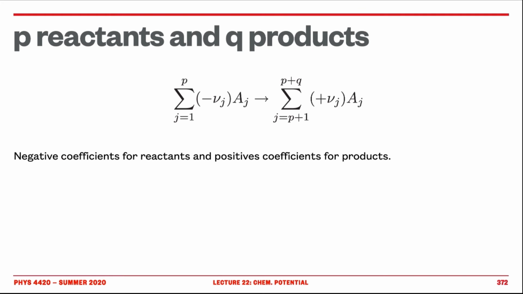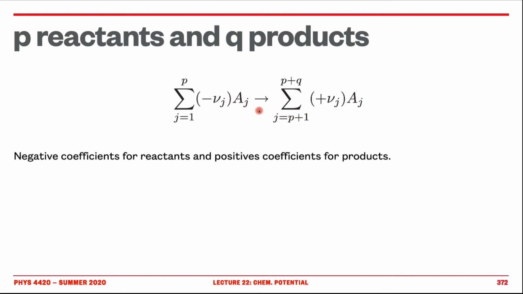Now let's try to generalize this, because we had just one particle transforming into another particle, A goes to B. What happens is I have a number of reactants on the left that I'm going to label J, and a number of products on the right that I'm also going to label J, but they're going to go from P+1, P+2, up to P+Q. So basically there are Q products and P reactants. And so we are going to try to understand this.